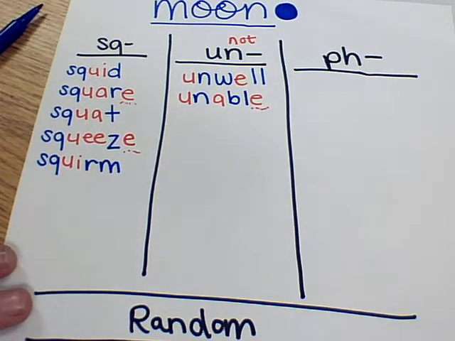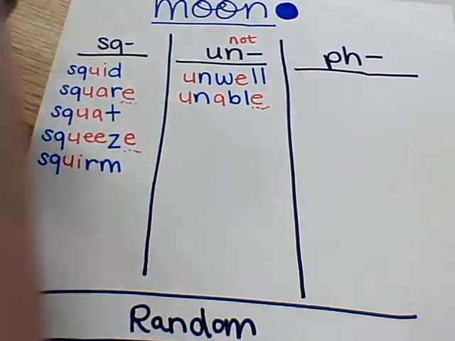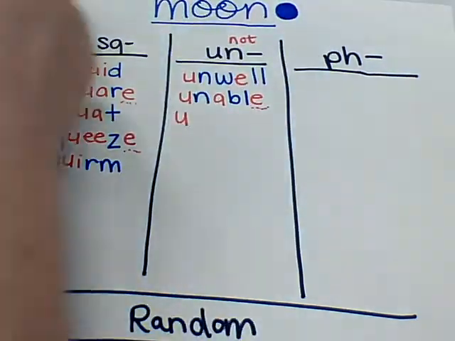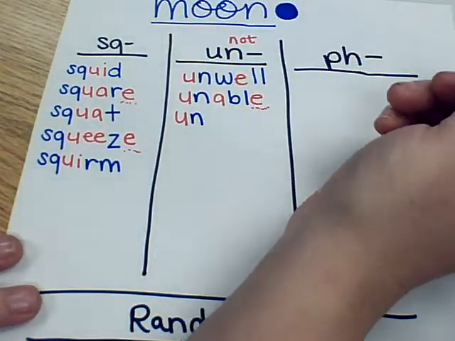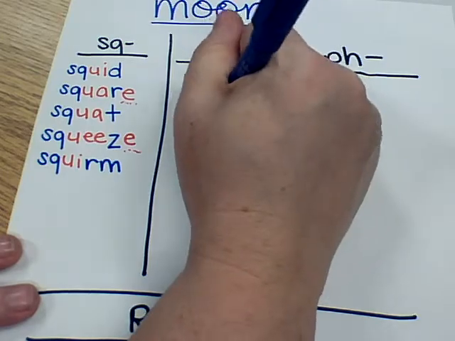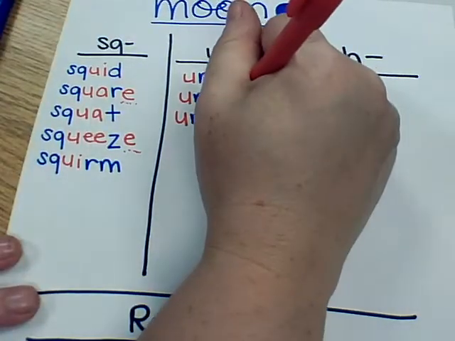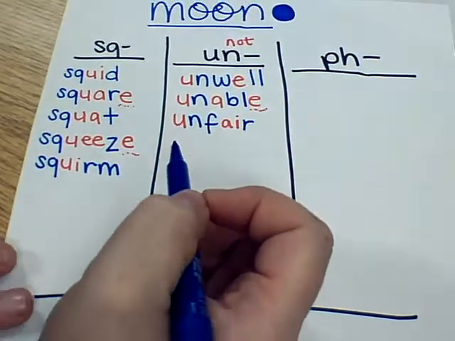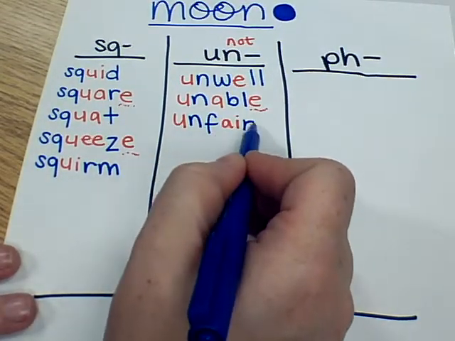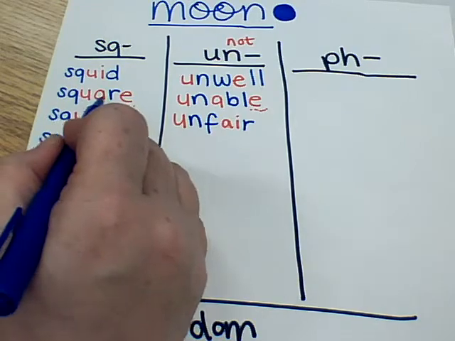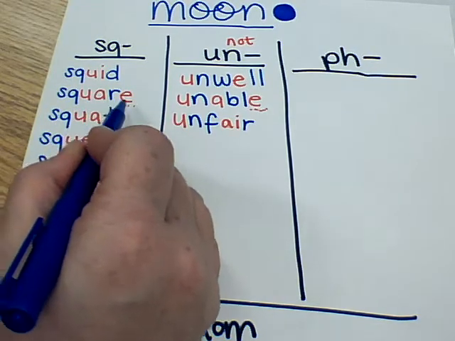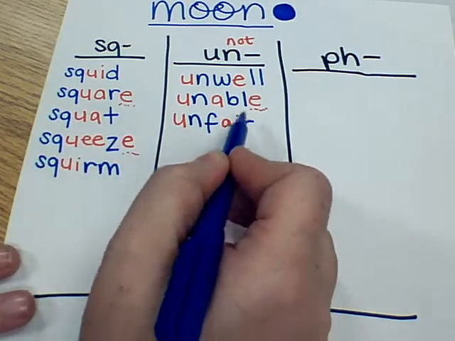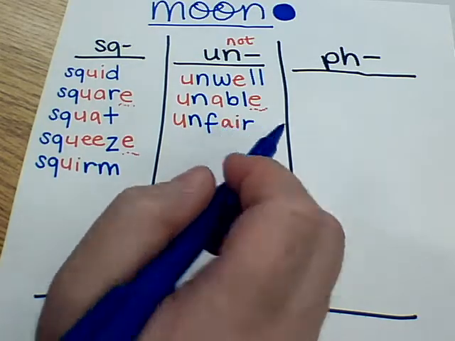All right, next word is unfair. U, N, fair. Air. A, I, R. Unfair. And air is spelled like outside. So square, that air is spelled A-R-E. But unfair, it's spelled like in the sky with oxygen.